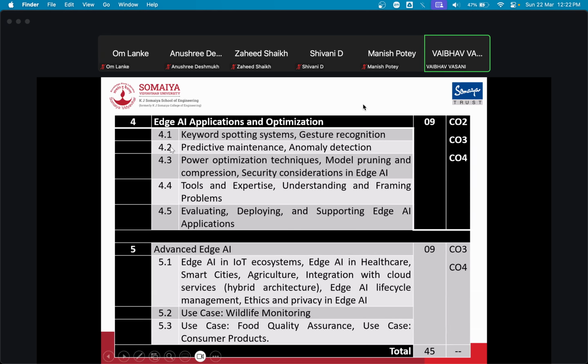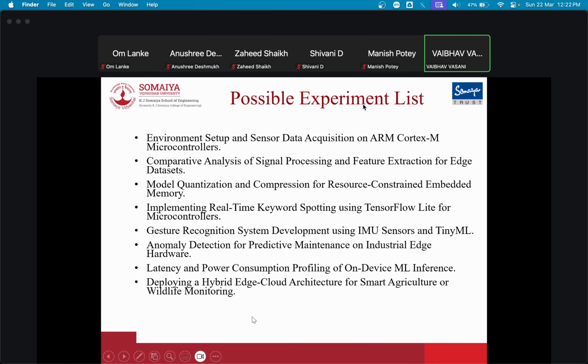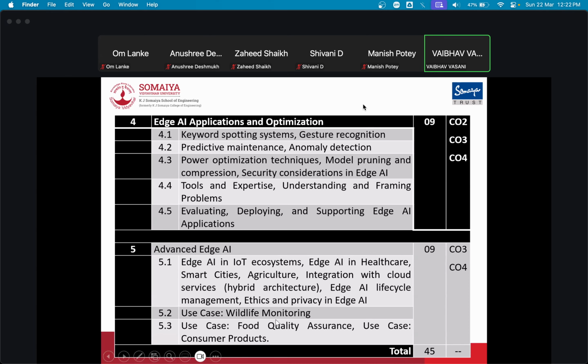The fourth module talks about what the different edge AI applications are and how we can optimize them. And the fifth module is about advanced edge AI, how it can be integrated into IoT or industrial IoT ecosystems also. There are different use cases, like wildlife monitoring, where low-resource, low-power, small devices are required which have the facility for AI to be utilized. Then, of course, food quality assurance, where edge AI is also required, and consumer products.